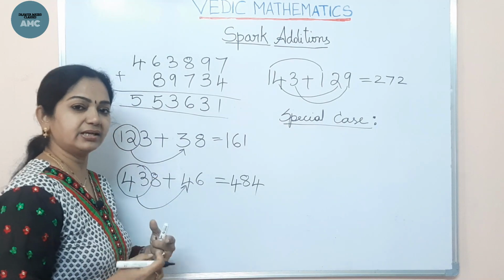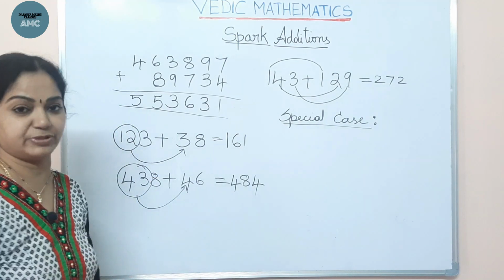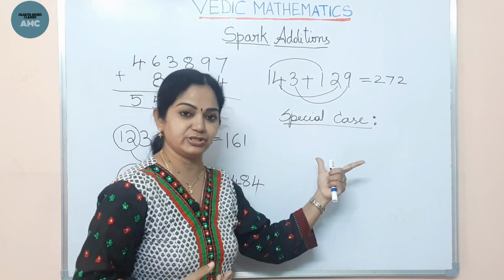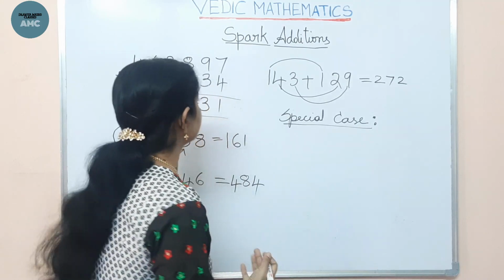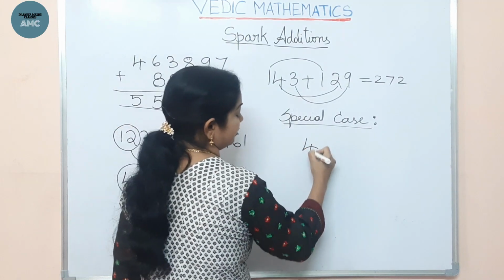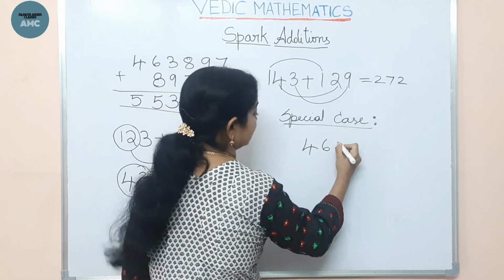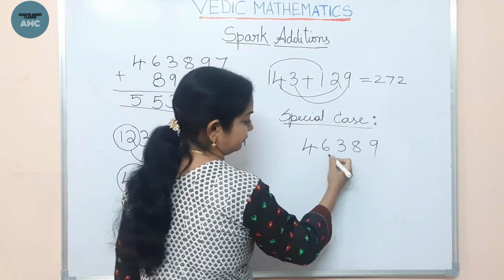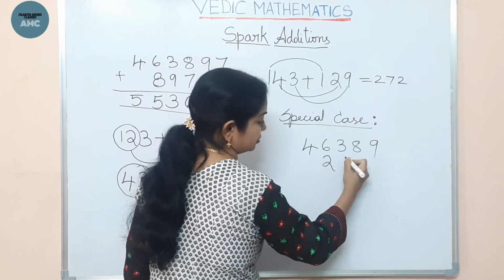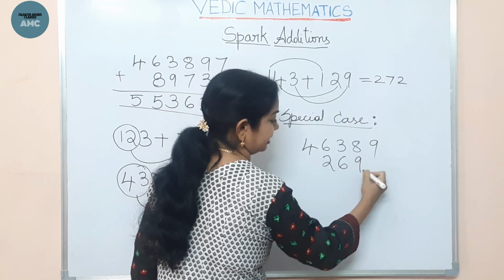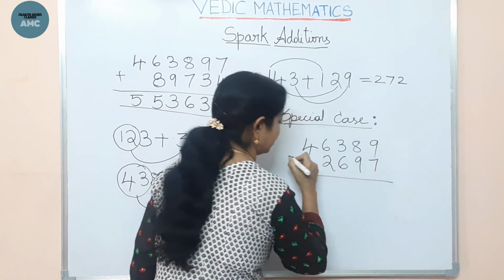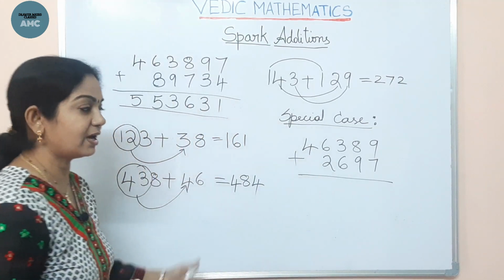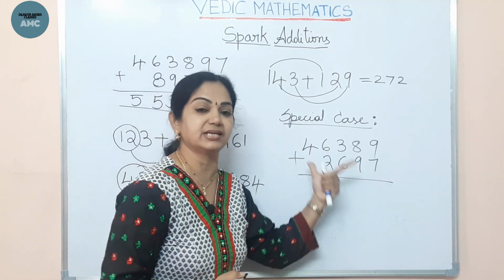So in any technique there will be some exceptions, right? So this is an exception, a special case. Now, I call it a special case because if I take 4, 6, 3, 8, 9, and so forth, here the combination is 2, 6, 9 and 7. Okay, so let me add this. So why am I calling this a special case in addition?